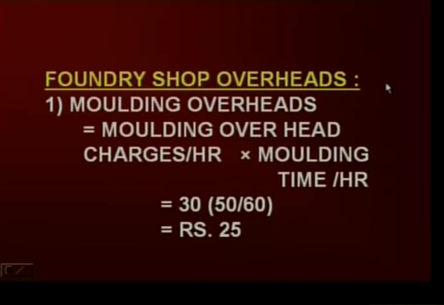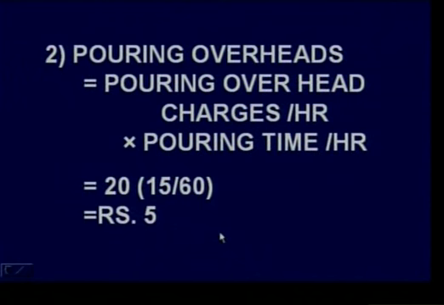Foundry shop overheads. The foundry shop overheads consist of moulding overheads, pouring overheads, fettling overheads. Now, the moulding overheads is equal to product of moulding overhead charges per hour with moulding time per hour. The values are 30 into 50 by 60. So, the value becomes 25 rupees. Pouring overheads is the product of pouring overhead charges per hour with pouring time per hour. The values are 20 and 15 by 60, it becomes 5 rupees.